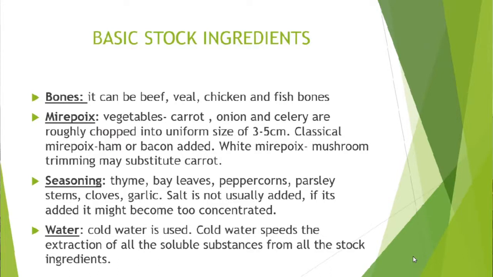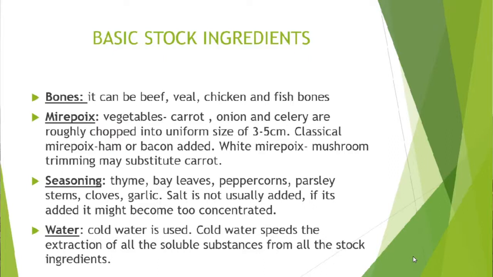Then ingredient number 3 is the seasoning. The seasoning can be thyme, it can be bay leaves, it can be peppercorns, it can be parsley stems, the cloves, the garlic. Then the salt is not usually added, because if it is added, it might become too concentrated. That is, the stock might become too concentrated.